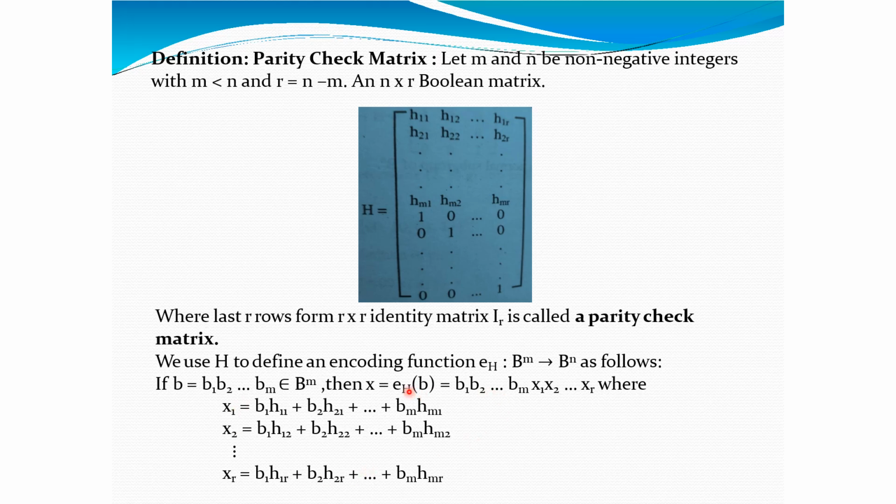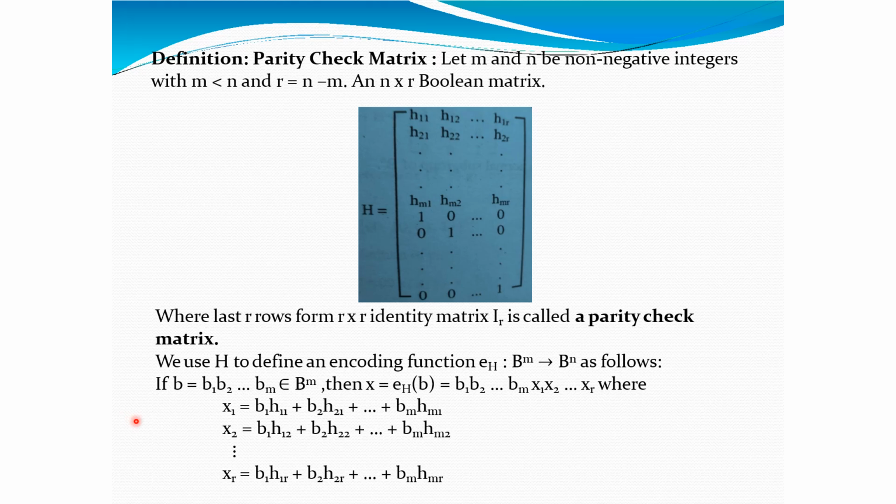Now r plus m is n, so the element EH of b equal to x is an n tuple. So it is an element of Bn. Now see how to calculate x1, x2, ..., xr.